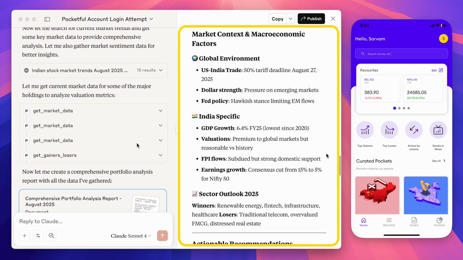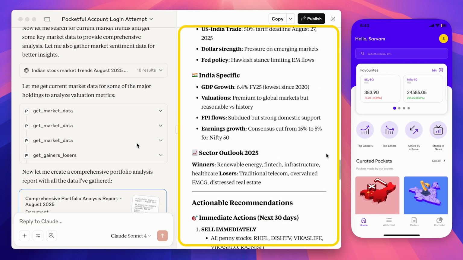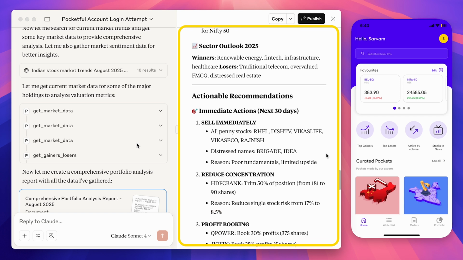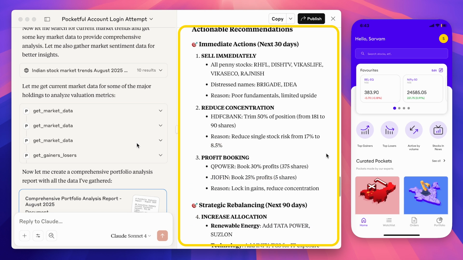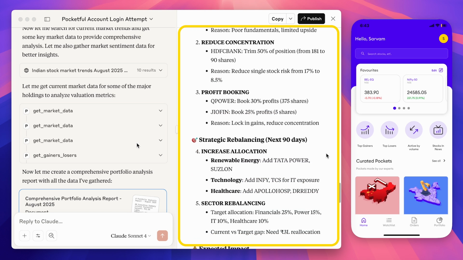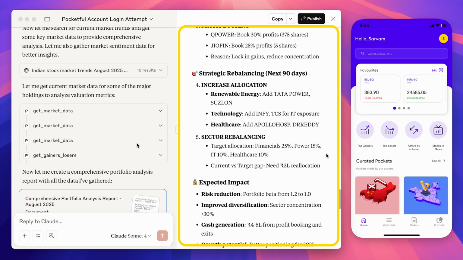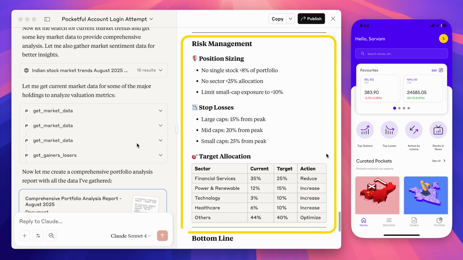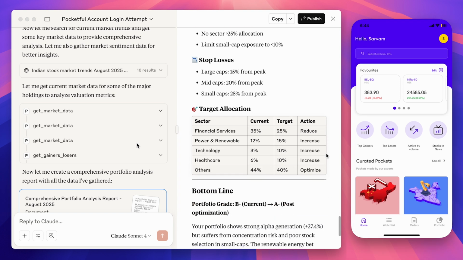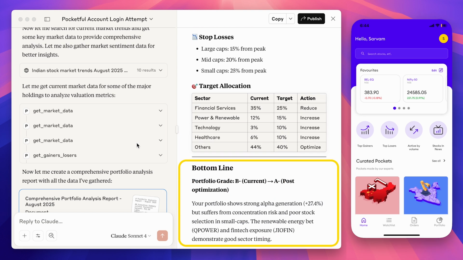5. Market context and macroeconomic factors. This section ties my portfolio to the bigger picture: current market trends, interest rate outlook, and macroeconomic shifts that could impact my returns. 6. Risk management. Then comes risk management, identifying where my biggest exposures lie and suggesting ways to protect my capital. 7. Bottom line. Finally, the bottom line: clear, actionable recommendations on what to sell, what to hold, and what I could add to strengthen my position.